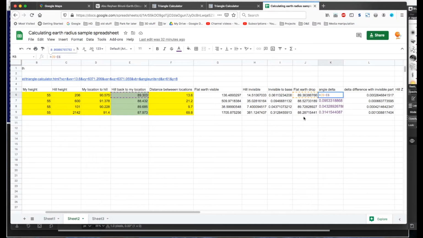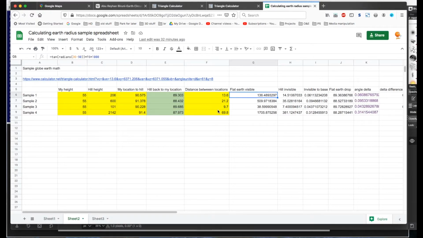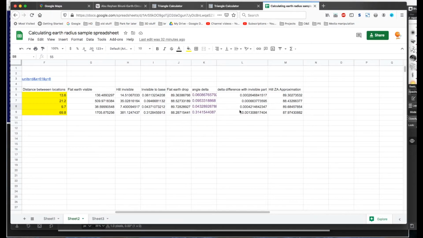I then subtracted this value from this value, and I got an angle delta of 0.068 degrees, which happened to be fairly close to the invisible angle. And in this case, I just subtracted this value from this value, and I got 0.000264 degrees. I then tried a few other samples, and in every case, I got to within 3 or 4 decimal places accuracy. So I was reasonably confident that this would allow me to estimate the angle back to my location from the other location.